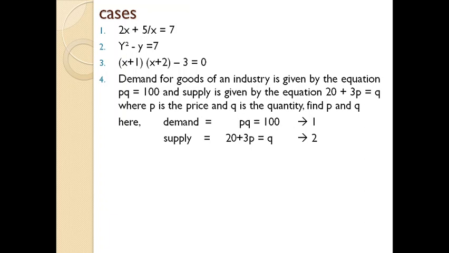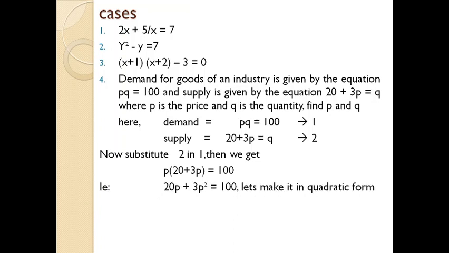From the given data, we can't go directly to a quadratic equation or quadratic form. We have to develop a quadratic equation from the given values. Let's use the second equation in the first. Substitute the second equation in the first, then we get P into 20 plus 3P equal to 100. I think you are aware of the further steps, and finally we will arrive at 3P square plus 20P minus 100 equal to 0.